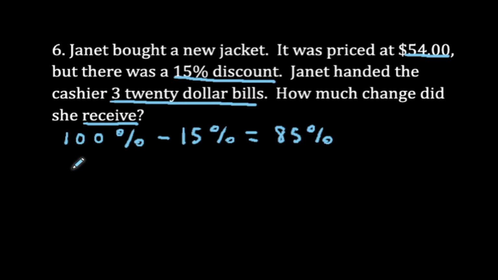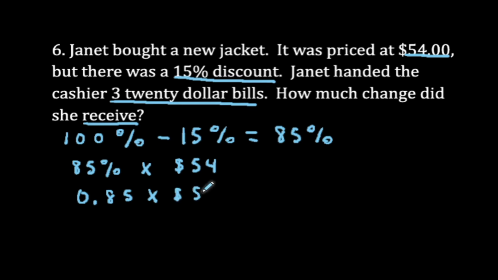Okay, so we're going to actually multiply 85% by the full price amount of $54. Okay, so remember you have to convert this percent into a decimal. So that means this will become 0.85 times $54. And this is equal to $45.90.